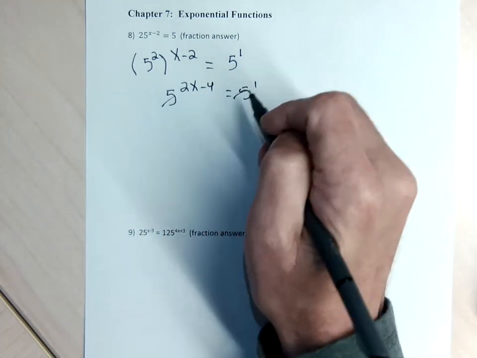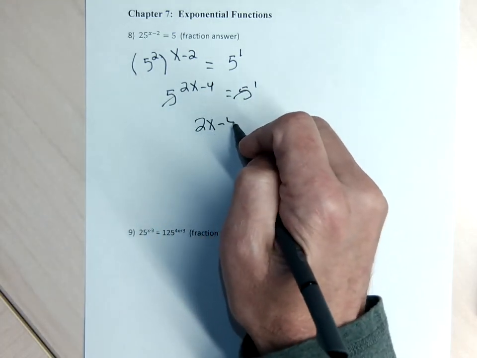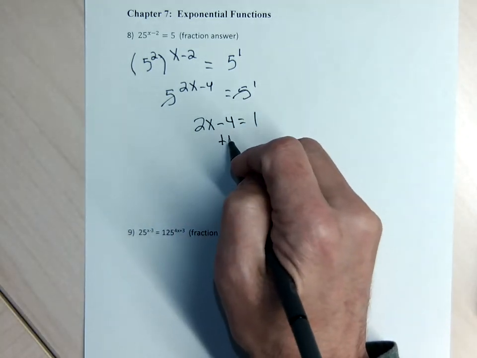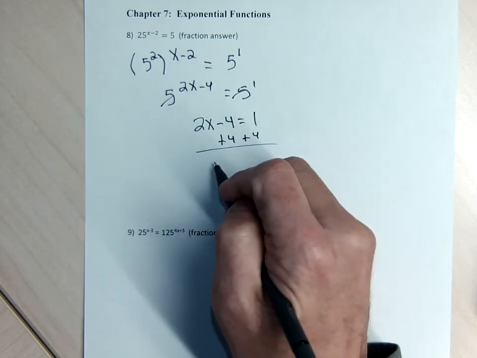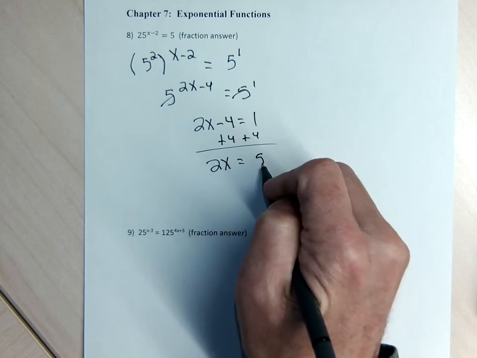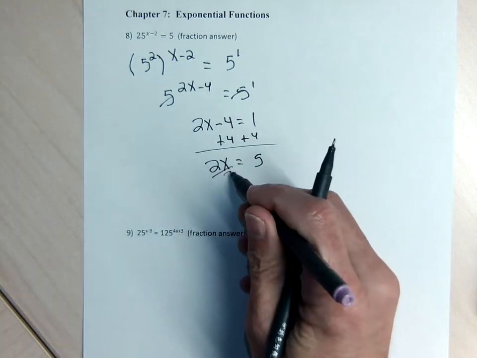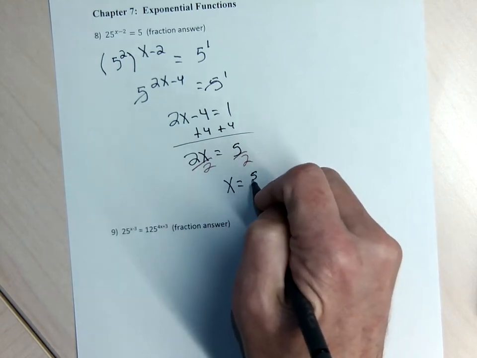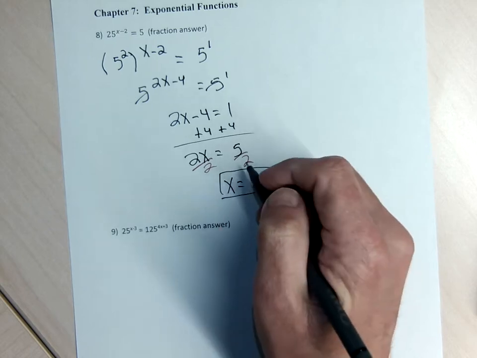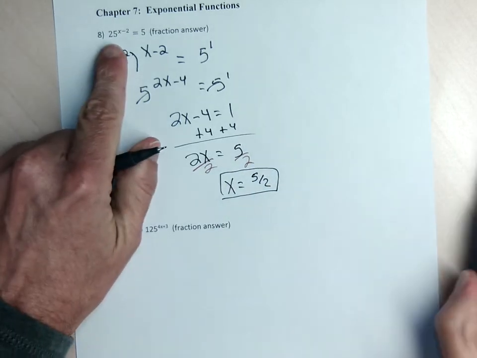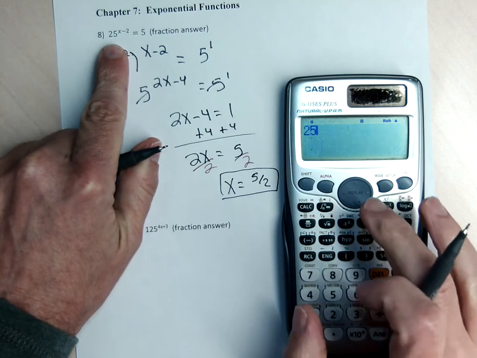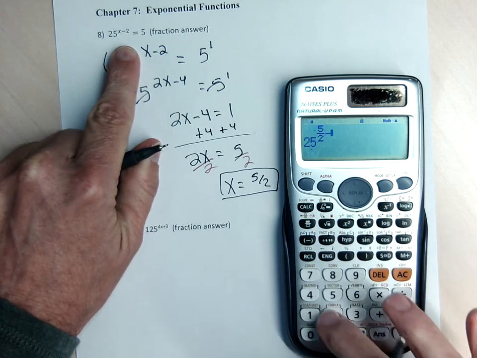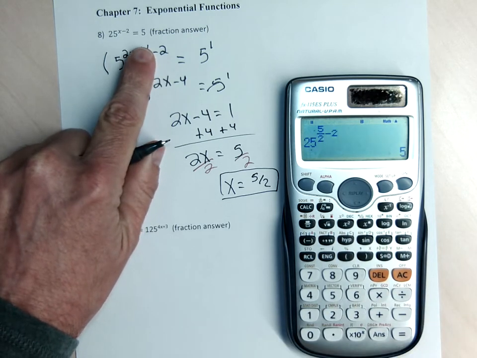Now that I have the bases equal to each other, I can drop the bases and set the exponents equal. Do the algebra to solve by adding 4, which would give me 2x equals 5, and then dividing by 2. Because it's a fraction, I'm going to check it. It takes 2 seconds to check, and I only have to check one side. So to check this, I'm going to make that x a 5 halves. I'm going to go 25 exponent fraction 5 over 2 and then minus 2. This better give me 5. And it does, so I know that that's perfect.